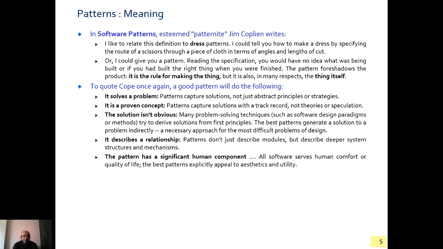It is a proven concept. It's not a theory or a speculation. It has been experimented with and it has provided results also, and based on that you can work with problem solving techniques. So enhancement with any kind of problem solving technique depends on the way we craft the design. So if design is absent, there is no value to whatever implementation you do. It describes a relationship not only amongst the system structure elements and mechanisms, but also with the related patterns, and it has, of course, significant human components, so that the comfort or quality of life should be enhanced as far as application of design pattern is concerned.